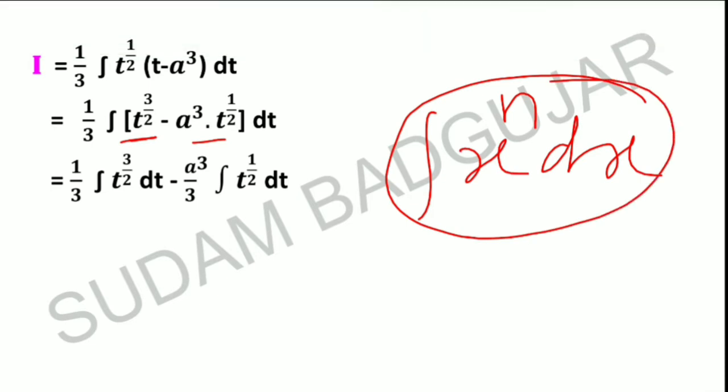So I is equal to 1 by 3 into t raised to 5 by 2. How do we get 5 by 2? 3 by 2 plus 1 is 5 by 2, upon 5 by 2, minus a cube upon 3 into t raised to 3 by 2 divided by 3 by 2, plus c. Again you have to simplify this and resubstitute the value of t.